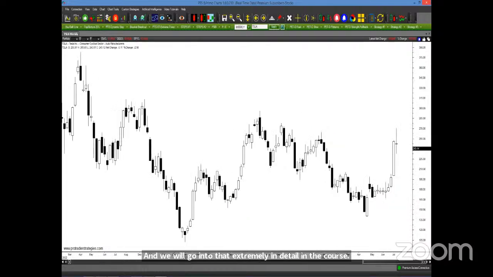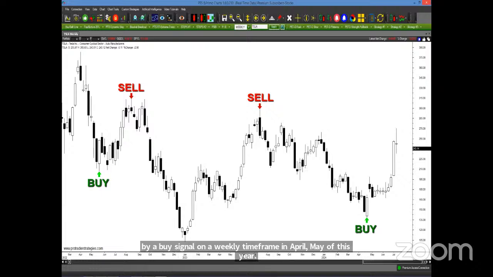Here's a weekly chart of Tesla going back a couple of years, back to 2022. And remember, we talked about these rangy markets where we go up, go down, go up, go down. Well, Tesla on a weekly time frame fell into that category perfectly, because look at all the setups you could have got. Here was a buy signal in May of 2022, followed by a sell signal in August of that same year, and then another sell signal in July of 2023, followed by a buy signal on a weekly time frame in April, May of this year. So you think any of these signals could have helped you?